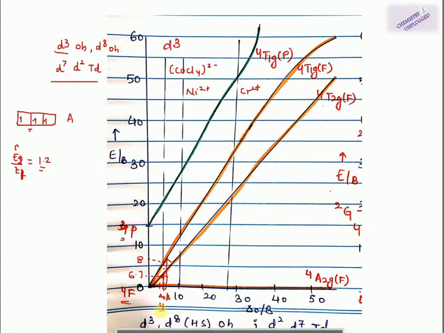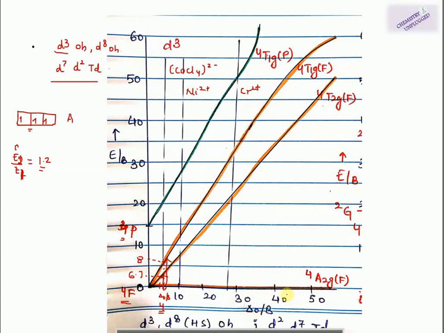So at this value, you can calculate the value of delta naught and B using the electronic spectra and this graph. Similarly, you can calculate the value of delta naught and B for nickel and chromium complexes, because these are high field complexes, so they will shift towards the right hand side because there is an increase in the value of delta naught upon B.